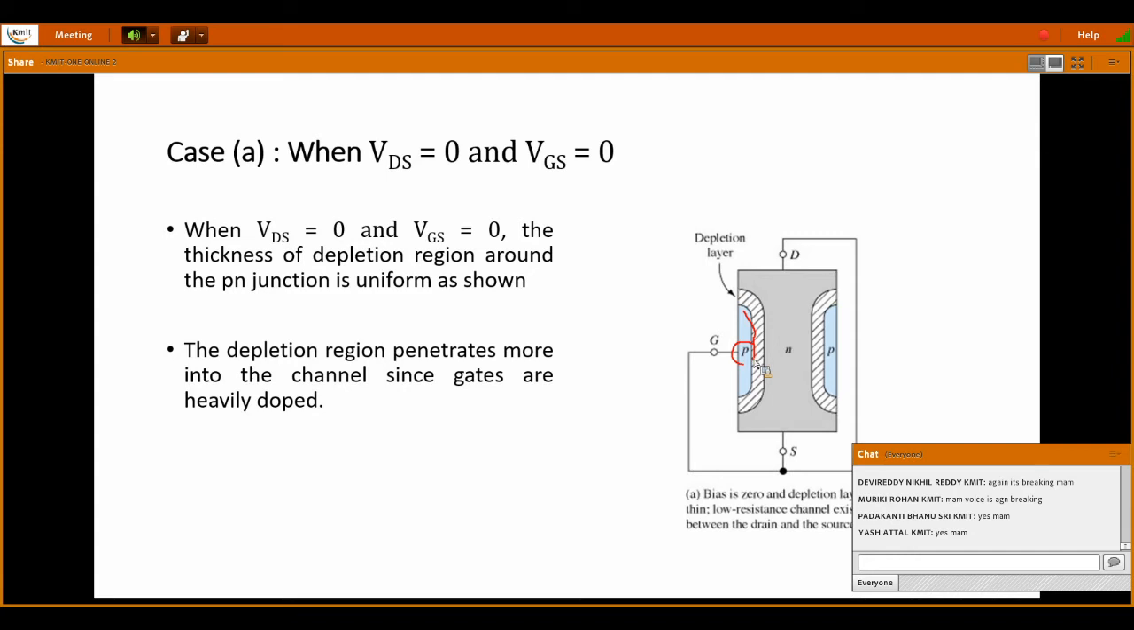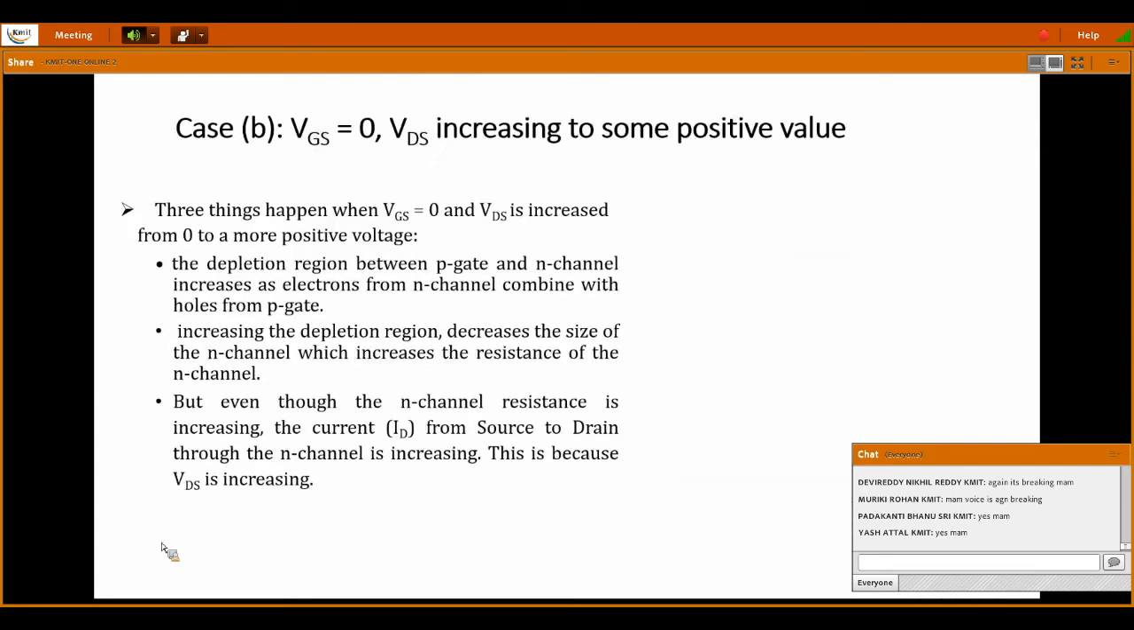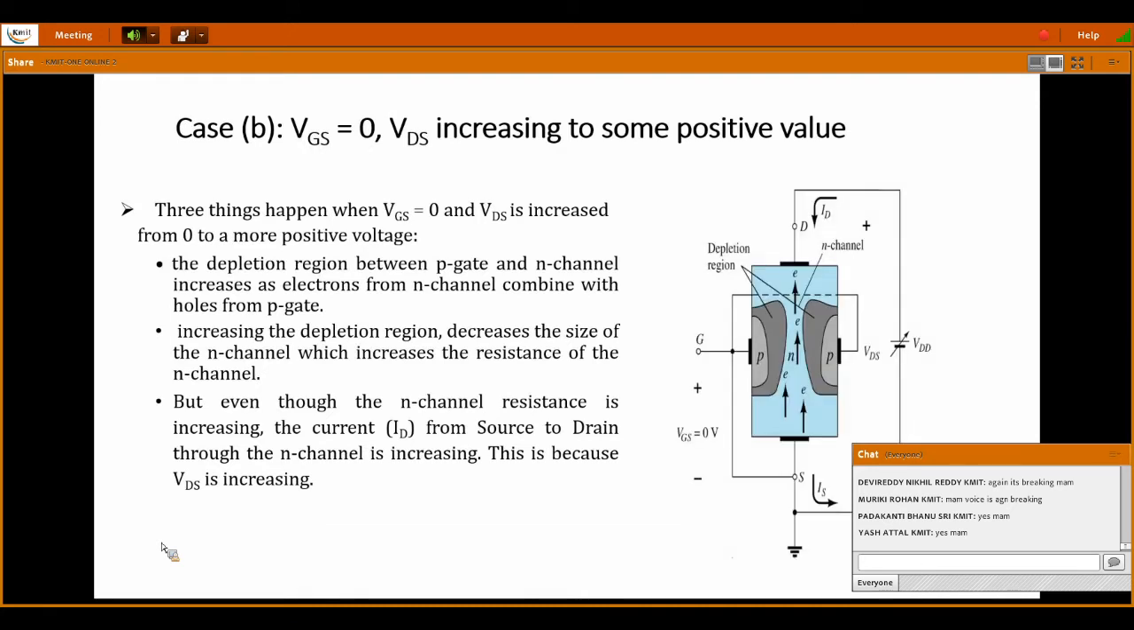So since P is heavily doped, the depletion layer is penetrating more in the N-type bar, and the depletion layer into the P-type material is neglected here. So this is the first case. The first case is very simple: only formation of the depletion layer, and the depletion layer is moving more into the N-type bar because P is heavily doped. More number of carriers are present in the P-type material. Now we will move on to the second case.